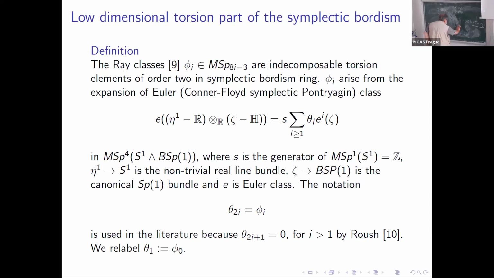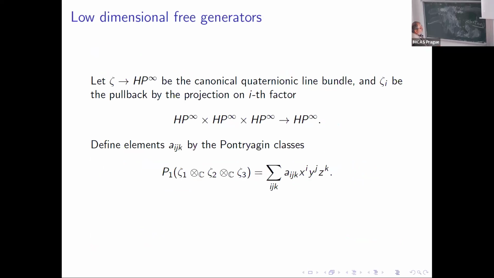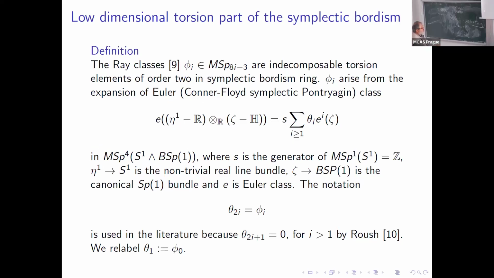But theta 2i plus 1 are zeros. That's why people relabel these theta 2i's by pi. These are zeros, and one exception is theta 1. One exception is theta 1. And that's why we use the notation theta 1 and pi's. This is the result of Ray's original paper. Yes, only this is a theorem.